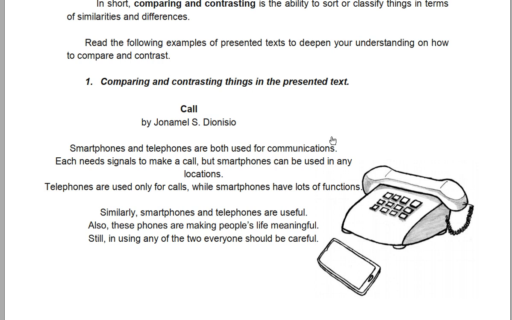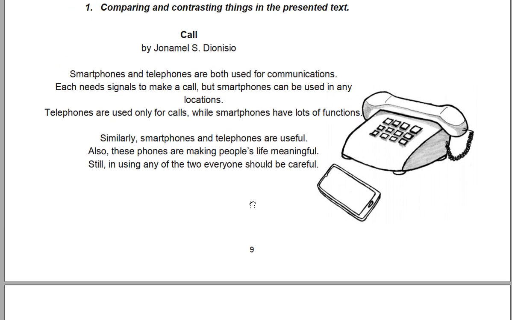Smartphones and telephones are both used for communications. Each needs signals to make a call, but smartphones can be used in any locations. Telephones are used only for calls, while smartphones have lots of functions. Similarly, smartphones and telephones are useful. Also, these phones are making people's life meaningful. Still, in using any of the two, everyone should be careful.